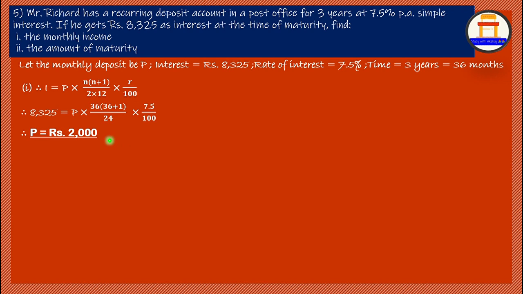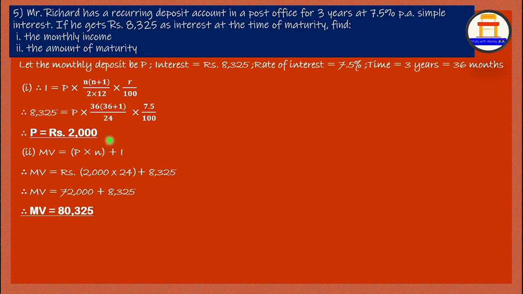So here we are done with the first sub question, monthly income. Monthly income is nothing but the principal amount; monthly installment and monthly income all mean the same. Next, the maturity value. We know maturity value is given by the formula P into N plus I. So upon substituting 2,000 into 24 plus 8,325, we get 72,000 plus 8,325, which is 80,325 rupees. Please ignore me, I have not put the rupees symbol over here. Right. Let's go ahead with the next question.